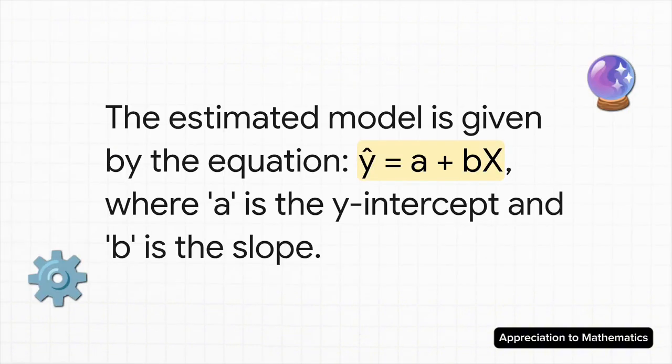And this right here, this is the engine inside our prediction machine. Now, don't let the letters scare you. It's just a simple recipe. X is your input, the hours you study, and Y hat is the output, your predicted grade. The A and B are just special numbers the analysis calculates that basically tell us where to start our line and how steep it should be.